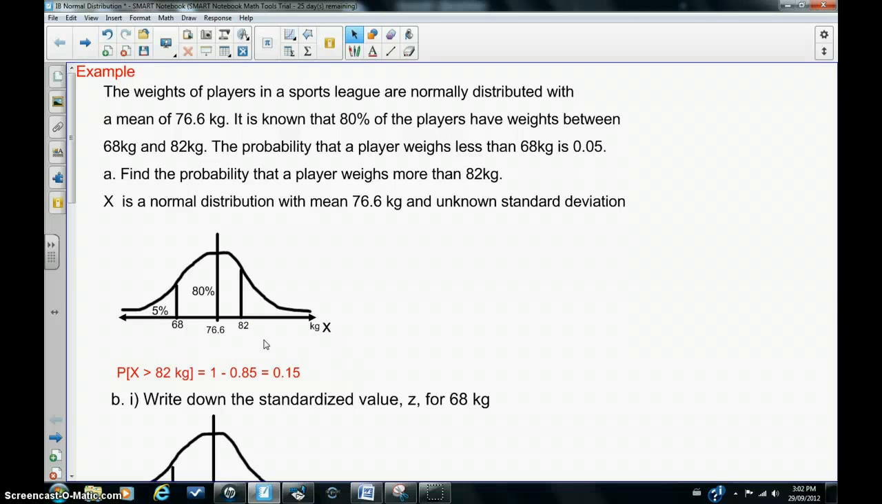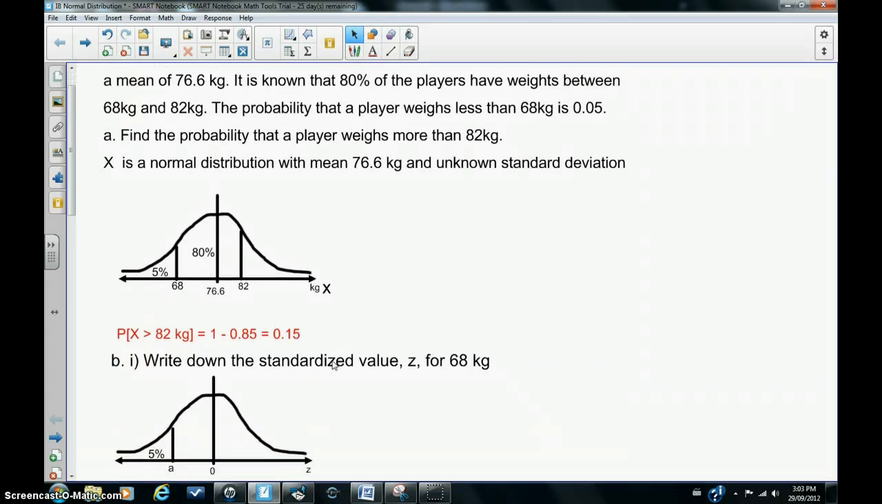So this makes the first part very easy to do, because we have to find the probability that a player has a weight of more than 82 kilograms, which is given by this area at the top end here. So we could add these two areas together, which is 85%, that is 0.85, and simply subtract that from 1 to give the answer 0.15. Remember that the total area under the curve is 1.